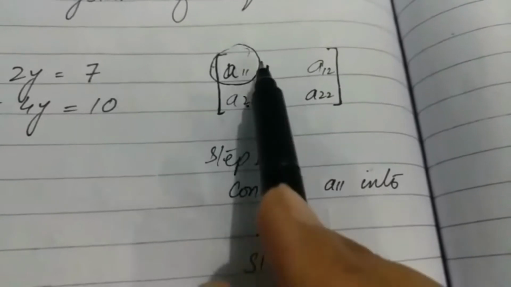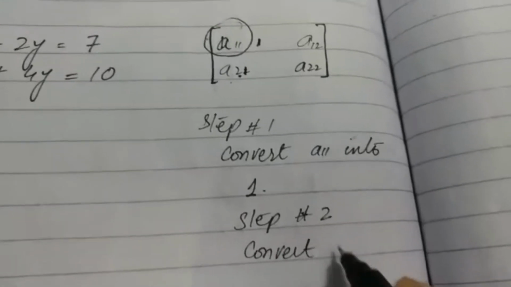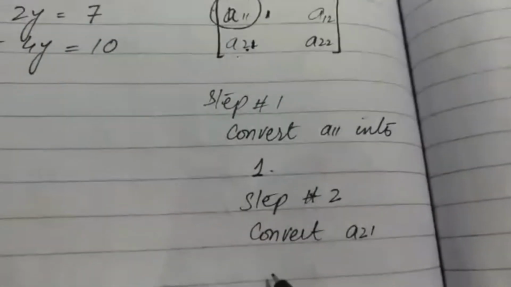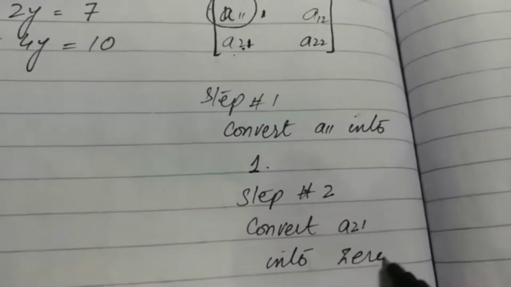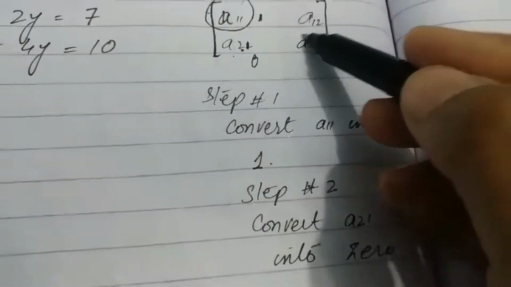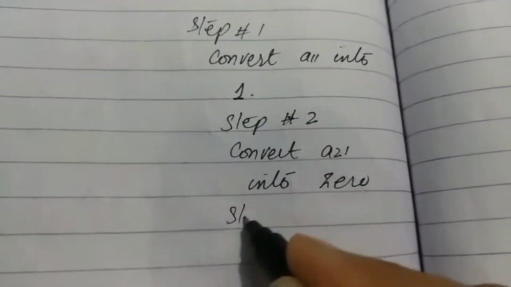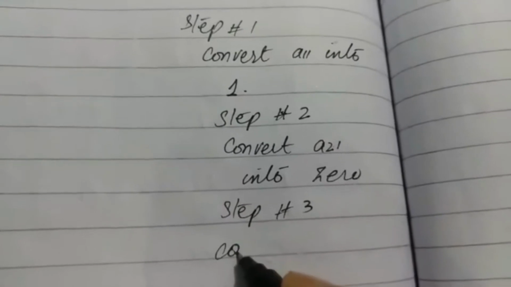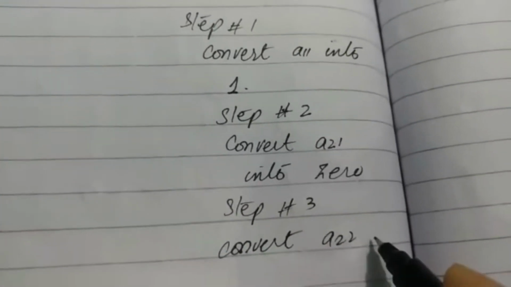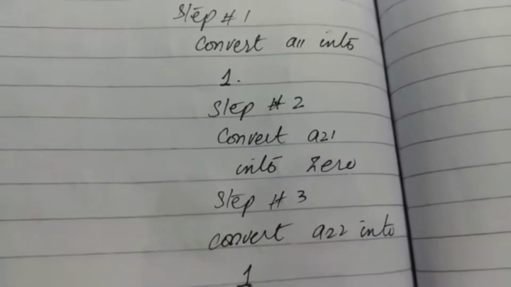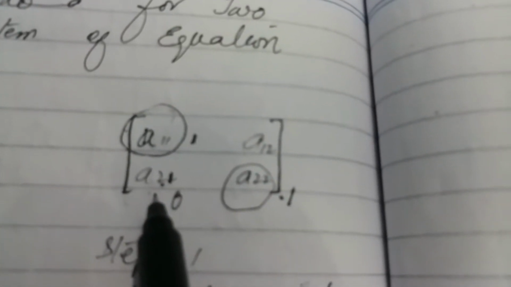The element below a11, that is a21, should be converted into 0. Then step 3: convert a22 into 1. It means the main diagonal should be 1 and the element below the main diagonal is 0. So first we convert this element into 1.